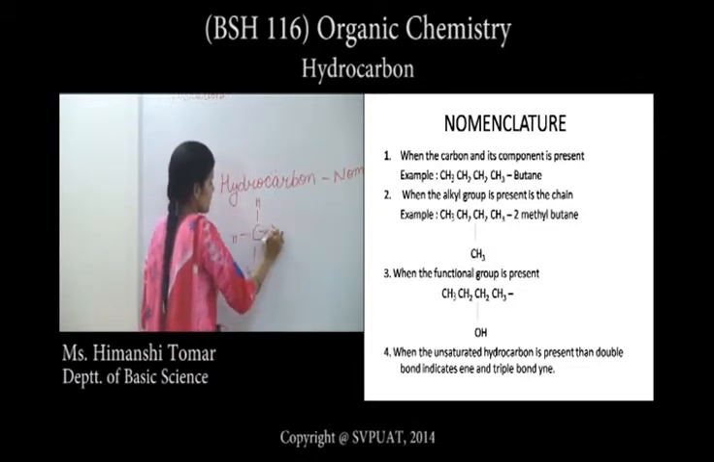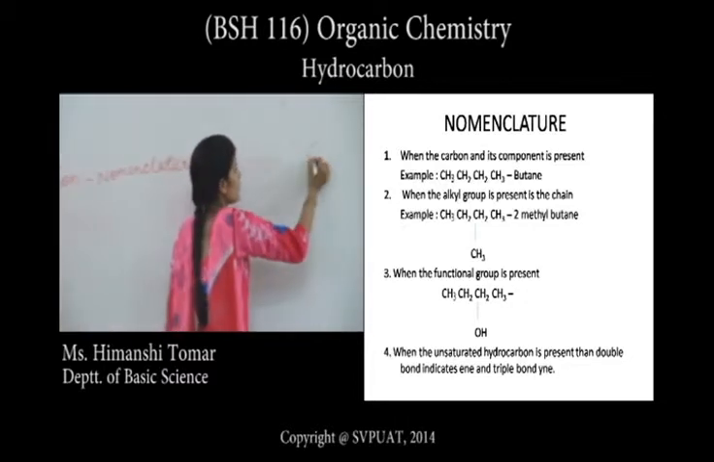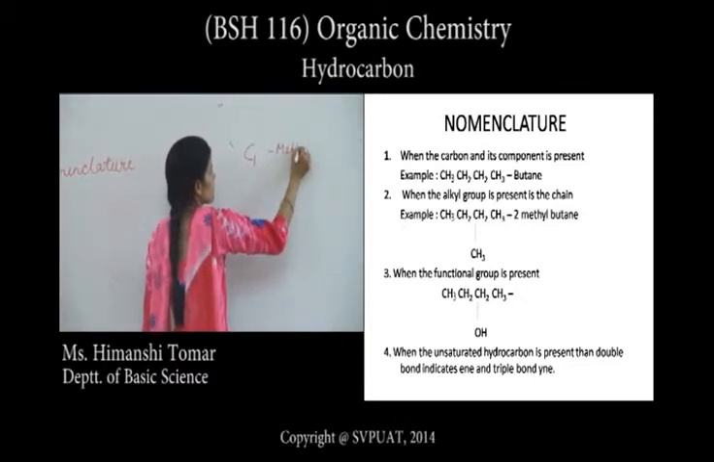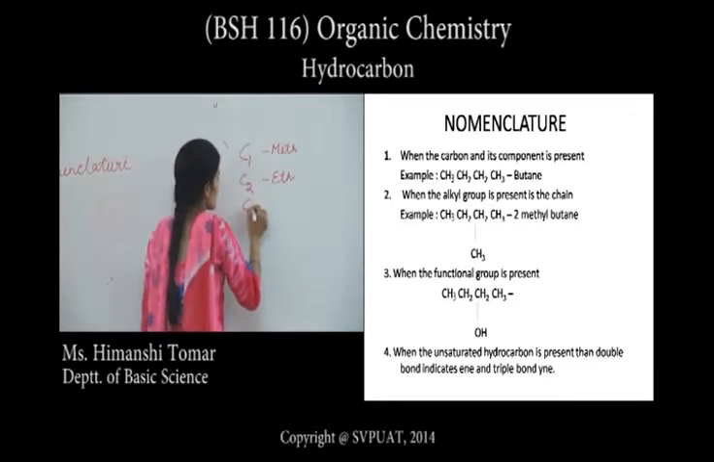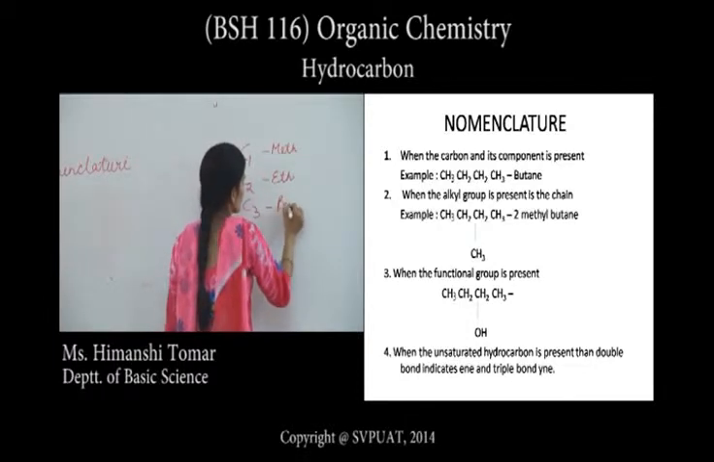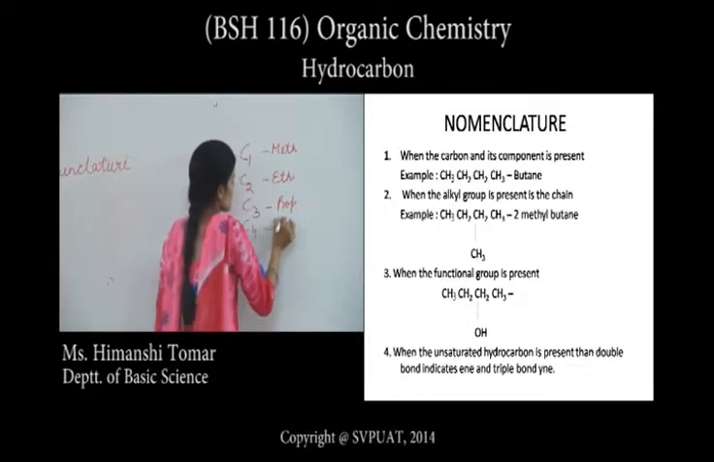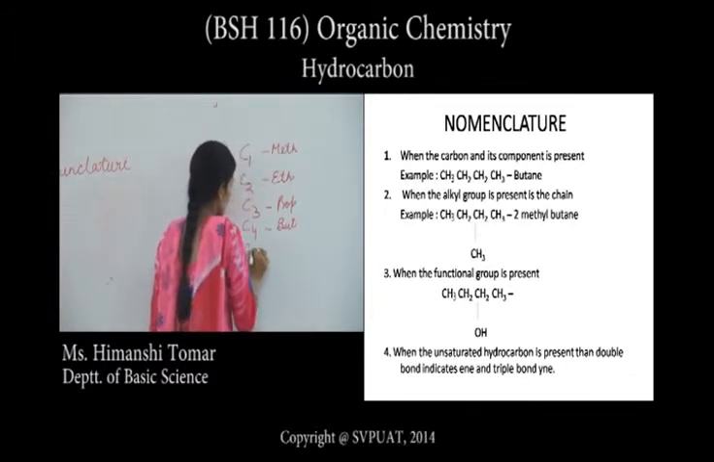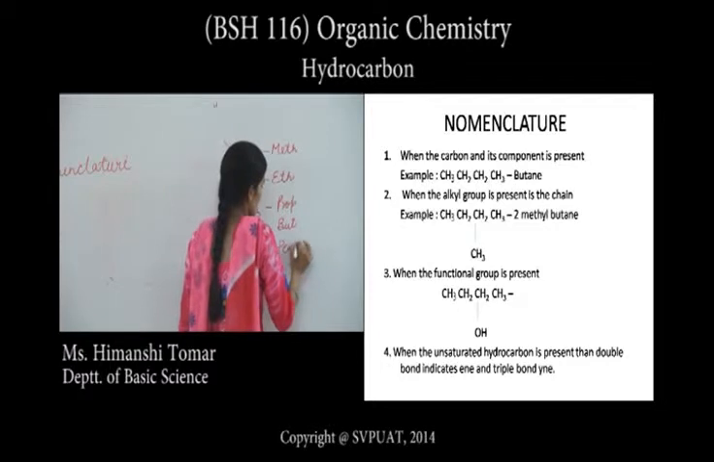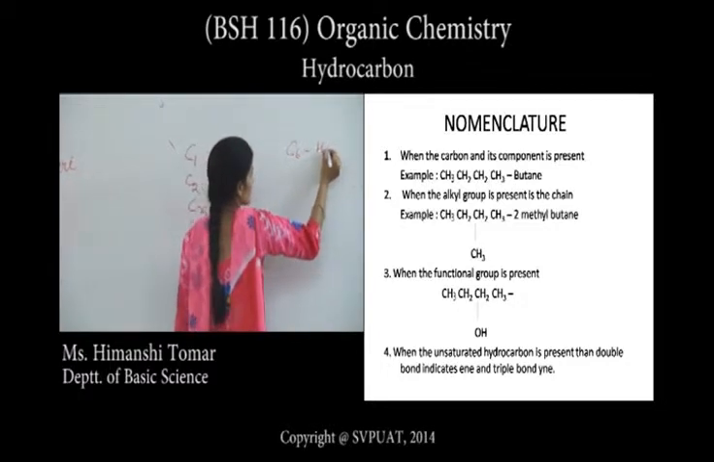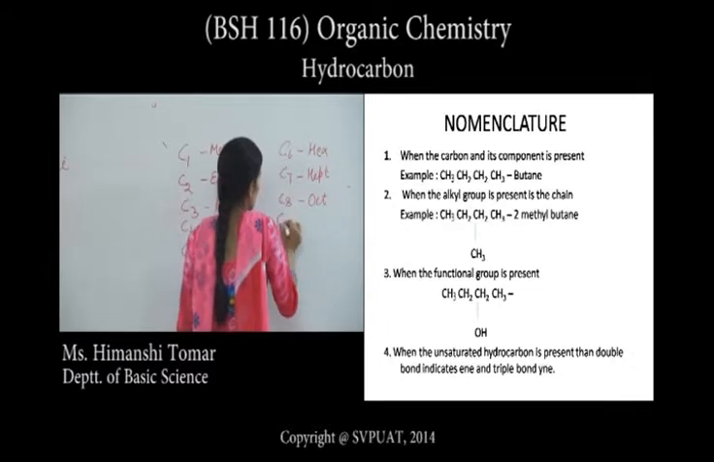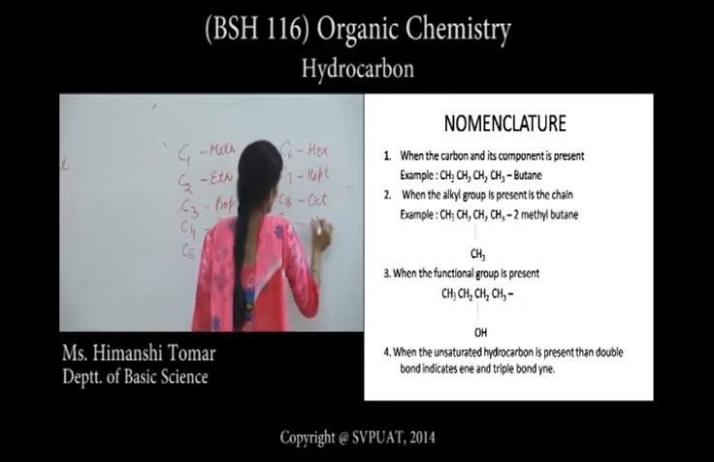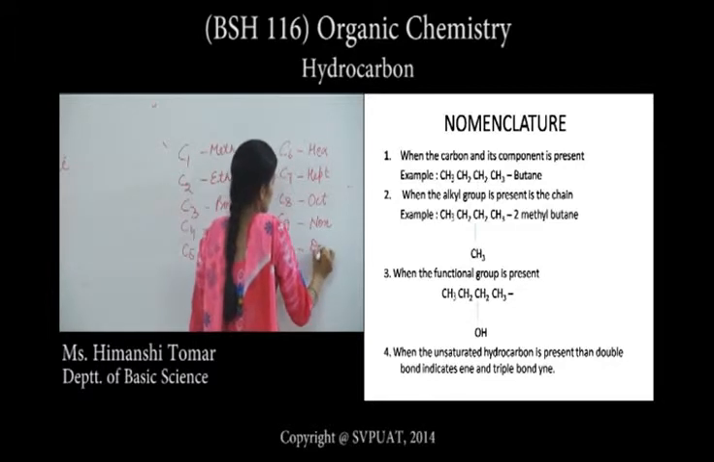If we take CH4, then one carbon is meth, two carbons is eth, three carbons is prop, four carbons is but, five carbons is pent, six carbons is hex, seven carbons is hep, eight carbons is oct, nine carbons is non, and ten carbons is dec.